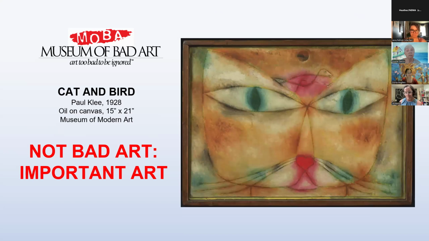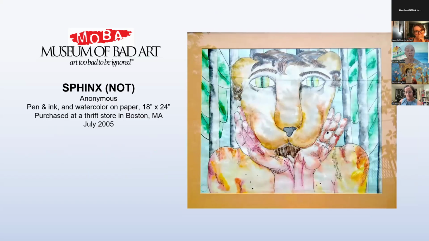For instance, Cat and Bird is a whimsical expressionist painting by Paul Klee. It was an attempt to create art reflecting childlike innocence. Klee's classic painting is way beyond our budget. But some MOBA favorites were inspired by the classics. For instance, Cat and Bird here was the inspiration for Sphinx, Not. The ancient Egyptian Sphinx denotes wisdom and power with its human head and lion's body. Here we see quite the opposite.